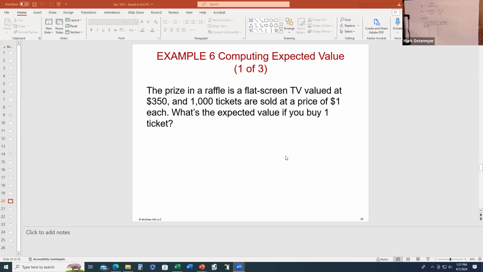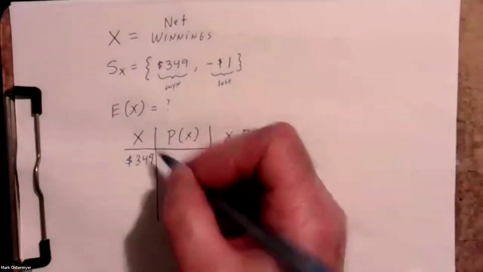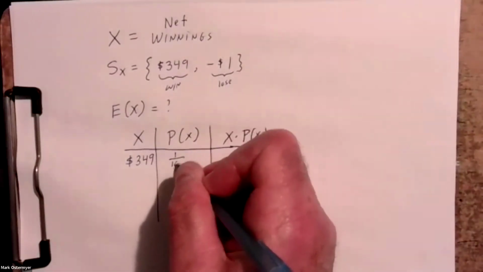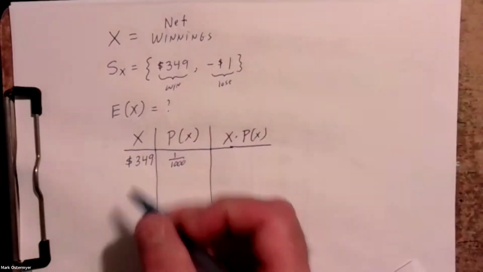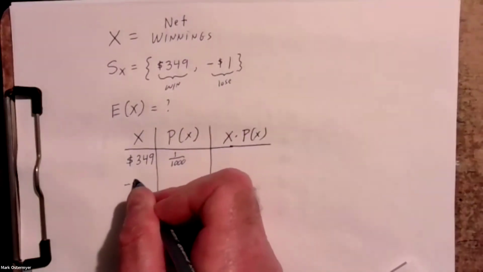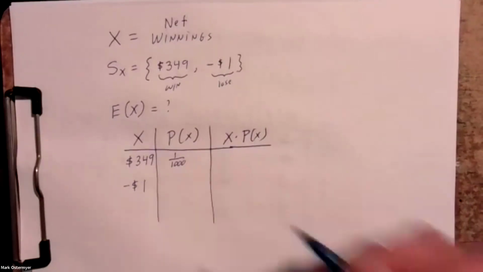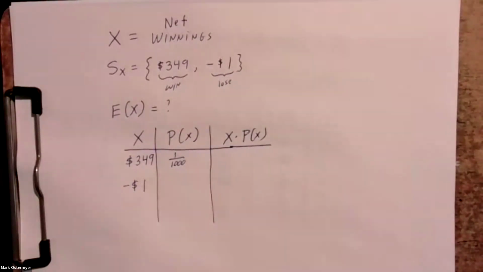There's 1,000 raffle tickets out there. How many of them represent the winning ticket of the 1,000? One. So your chance of winning this game, if you buy one ticket, is 1/1,000. That's the probability of winning, 1/1,000. If X takes on a value of -$1, that means you lost the game. What's the probability of losing the game then if you play it once?